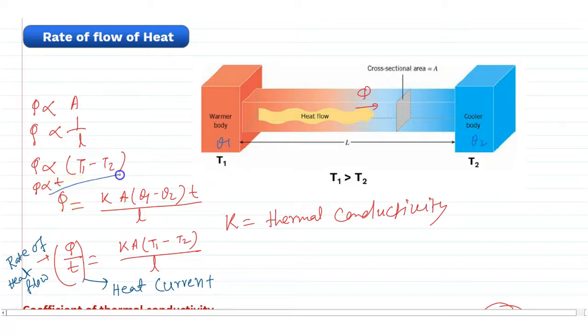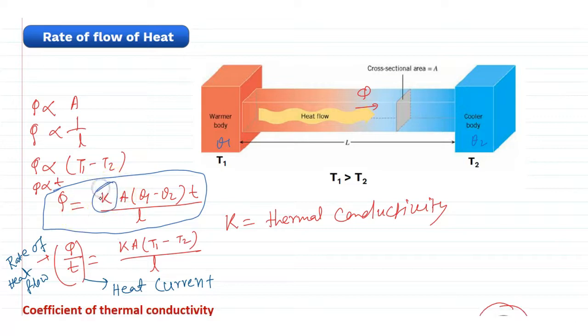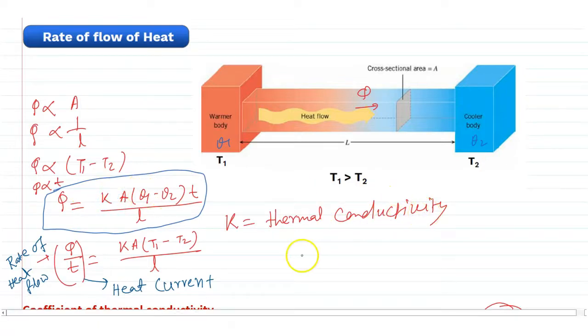If you combine all the proportionalities, you get Q proportional to A into theta 1 minus theta 2 into t by L. Then there will be a proportional constant, and this proportional constant is K. K is called thermal conductivity. The rate of heat flow Q by t is equal to KA T1 minus T2 by L, or you can say KA theta 1 minus theta 2 by L.